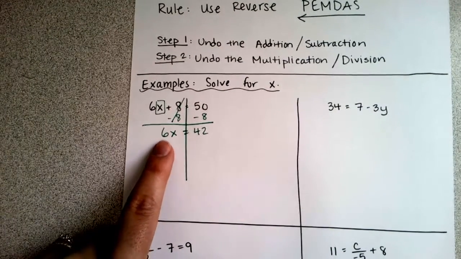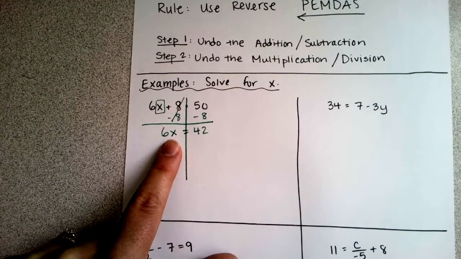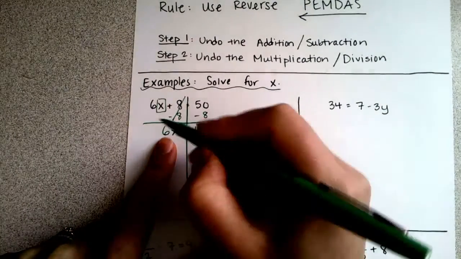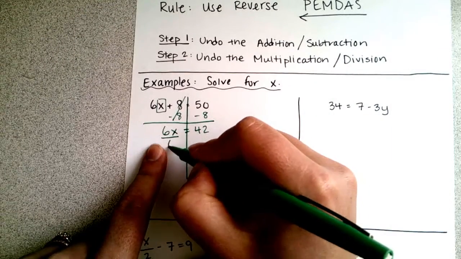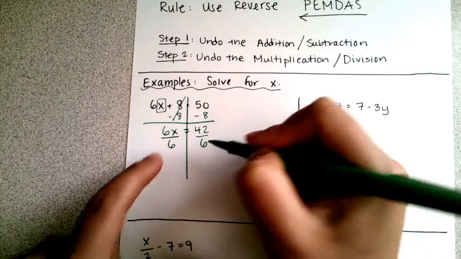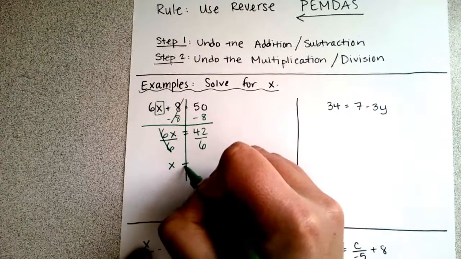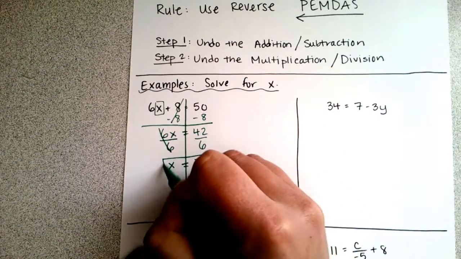Now, when there's a 6 touching the variable, that means they're multiplying, and we're trying to get x by itself, so we need to get rid of that 6. So to undo multiplying, you do division. So dividing by 6 cancels here, and you have x on the left side equals 7.